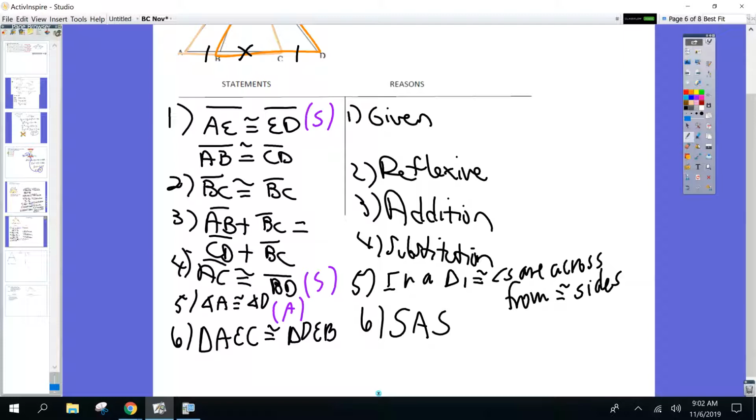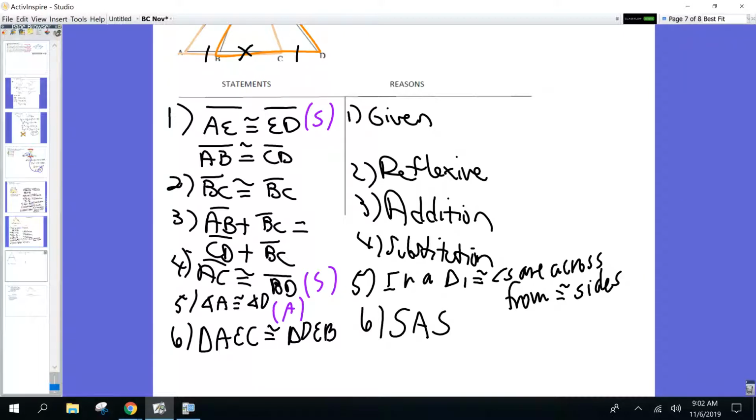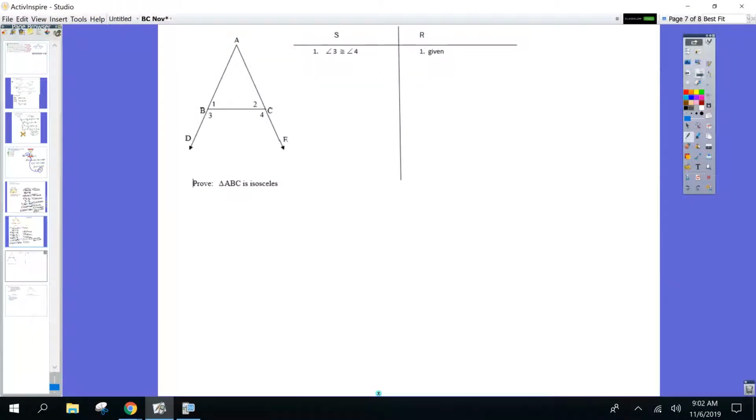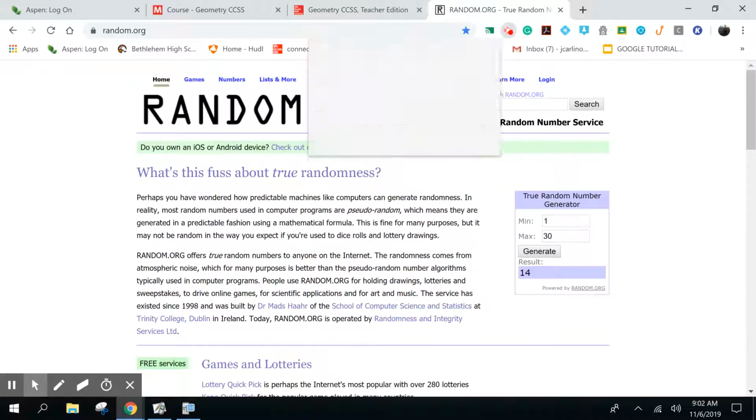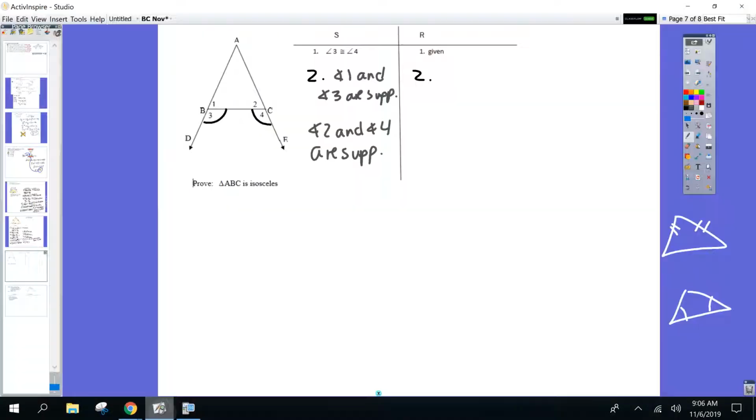Okay, I'm going to do one more with you before you guys take on the big one on your own. What have we been using? Linear pairs or supplementary? Then you can say 1 and 2 are congruent. But you got to tell me which angles are supplementary first.